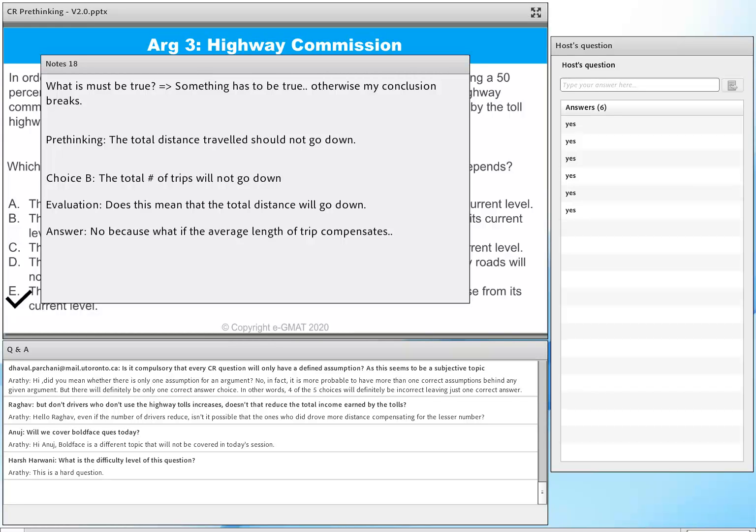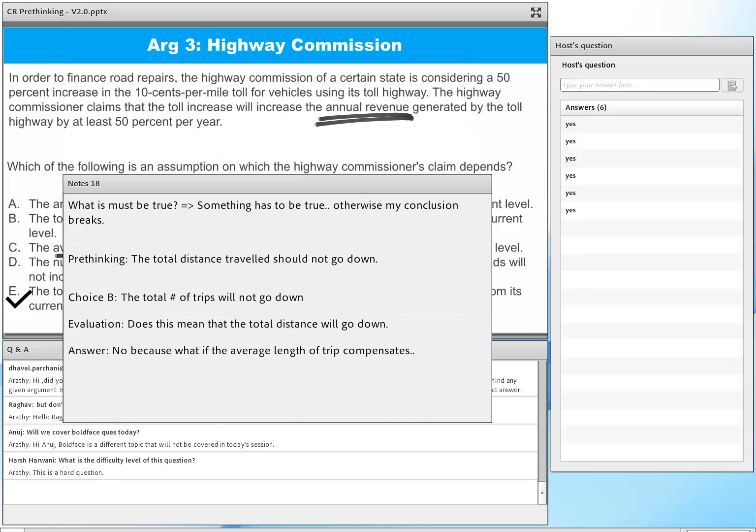Choice C actually talks about the number of drivers. Choice C talks about the average length of the trip. If average length of the trip goes down from 50 miles to 40, what can compensate? The total number of trips. That could go up. Right?